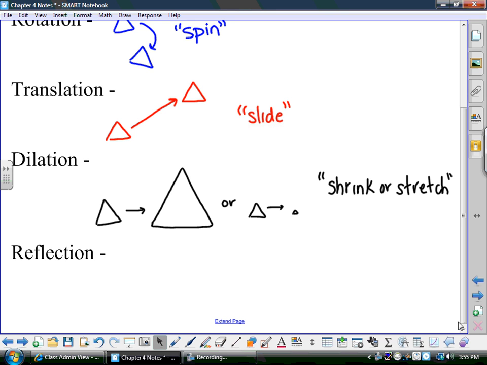The last type of transformation we're going to talk about is a reflection, where I would have a triangle and I'd have some sort of line, and I'm going to reflect it over, so now it's upside down on the other side of that line. Another word for reflection would be a flip. Reflections are also the same size in the original and in the new image.